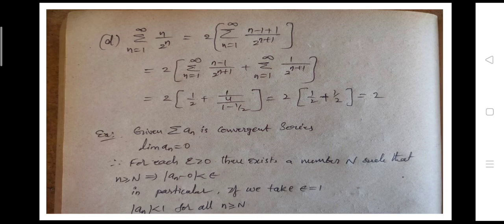Here n by 2 power n can be added and subtracted by 1, and that is written as 2 into sigma n equal to 1 to infinity n minus 1 plus 1 by 2 power n plus 1, and 2 into sigma n equal, here separate the sigma for the fraction n minus 1 by 2 power n plus 1 plus 1 by 2 power n plus 1, that is written as 2 into sigma n equal to 1 to infinity n minus 1 by 2 power n plus 1 plus sigma n equal to 1 to infinity 1 by 2 power n plus 1.